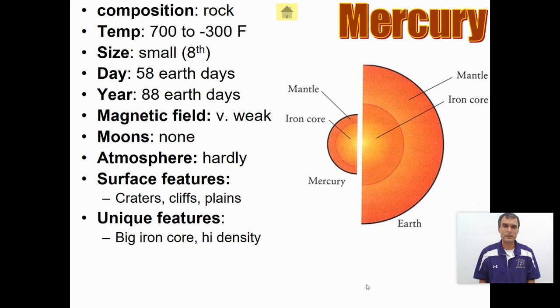Some unique features of Mercury. It has this ginormous iron core. If you compare it to the Earth's in these cutaways here, you can see that Mercury's iron core is almost as big as the Earth. So close to half of the planet Mercury is actually iron core. And that's how scientists think it's able to have a weak magnetic field, even though it spins so slow. Because it has so much iron, it also has the highest density of any planet in our solar system. So, some unique features of Mercury.